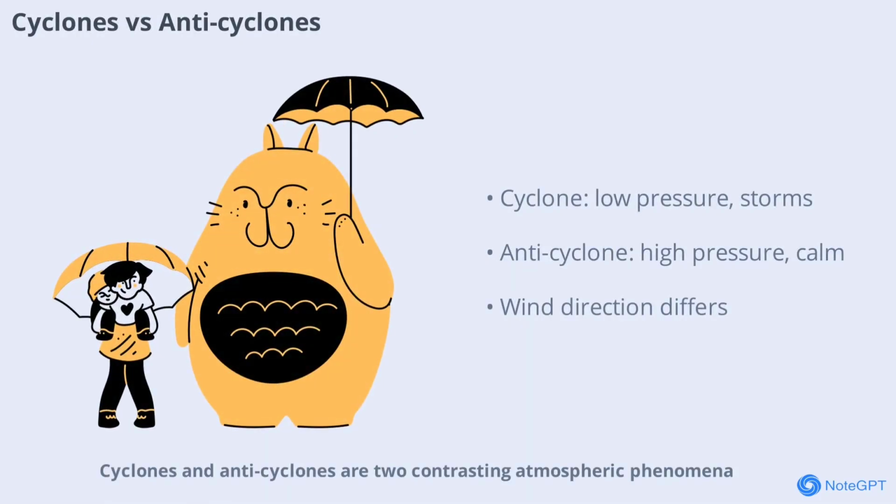Cyclones and anticyclones are two contrasting atmospheric phenomena. A cyclone features low pressure at its center, with winds blowing inward, rising, and moving anticlockwise in the northern hemisphere. Cyclones bring warm winds, high wind velocity storms, and rainfall, but are usually short-lived and destructive. In contrast, an anticyclone has high pressure at the center, with winds blowing outward, descending, and moving clockwise in the northern hemisphere. Anticyclones bring cold winds, low wind velocity, and usually no rainfall. They last longer and are not destructive. Understanding these differences is crucial for weather forecasting and disaster management.